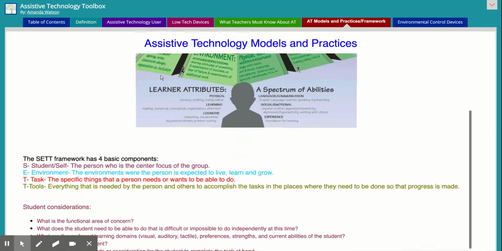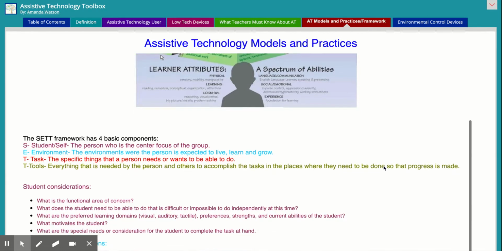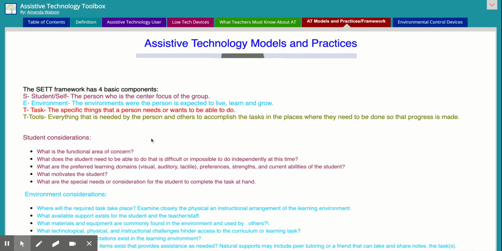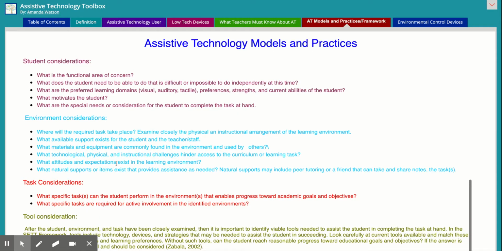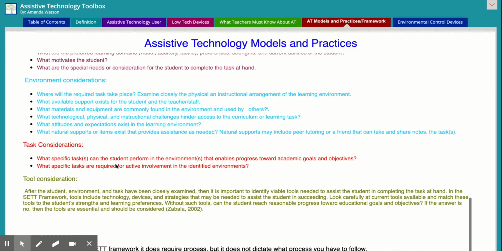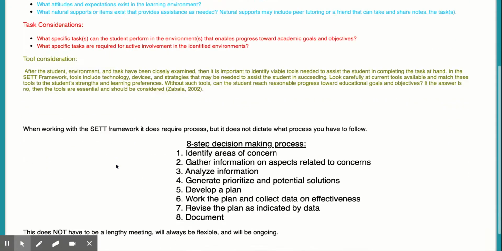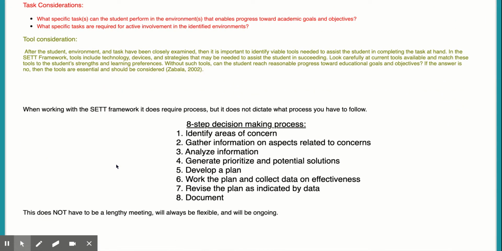I know I'm a very picture person. I need that. And so I broke it down here and what to consider, and by color, so that they could see, okay, the student, the student considerations, what you need to consider, all the way down. So it's kind of color coded there. And then down here, the 8 decision-making steps, even though you don't need to follow a certain process, but this is just one of them that makes sense, and it's easy to understand, and it does not have to be a long drawn out meeting. It can be very quick.